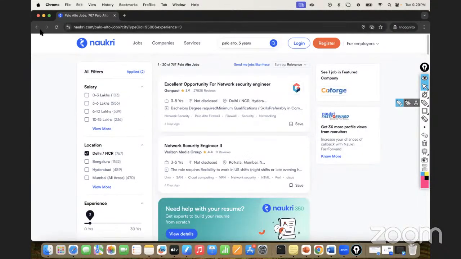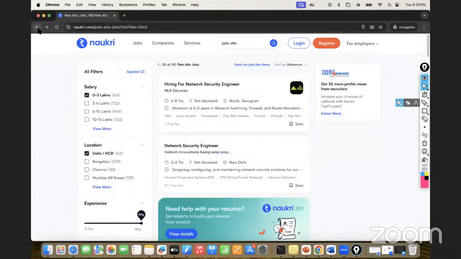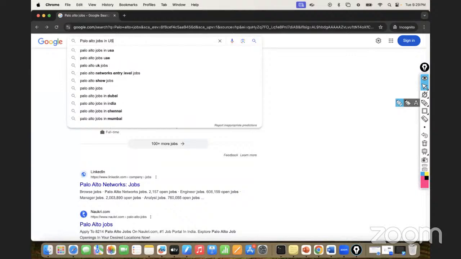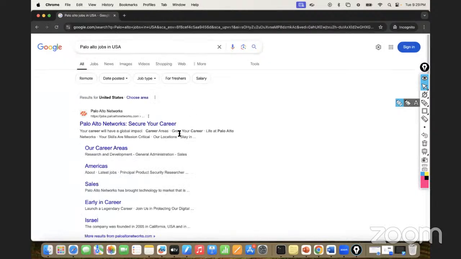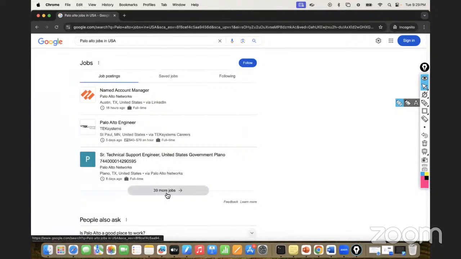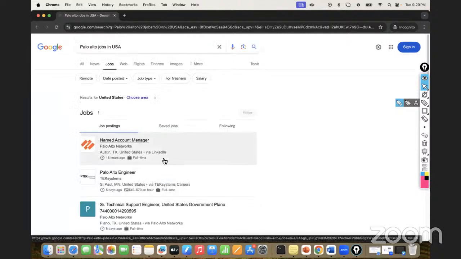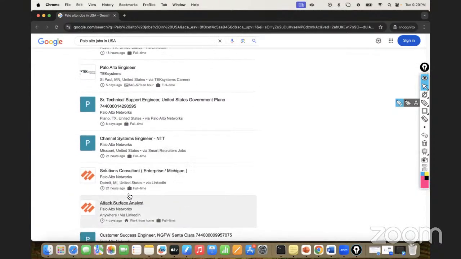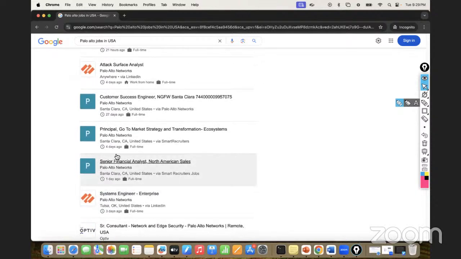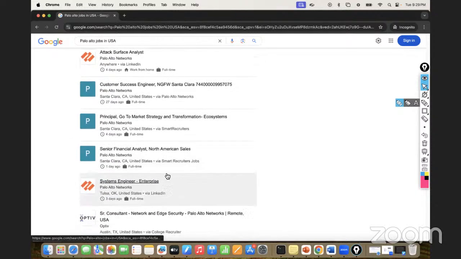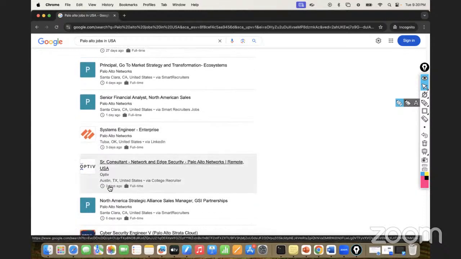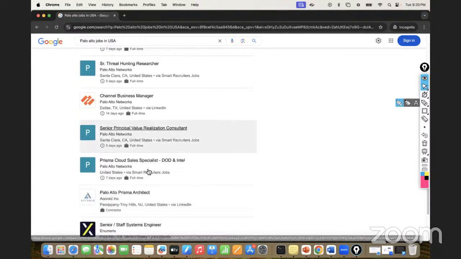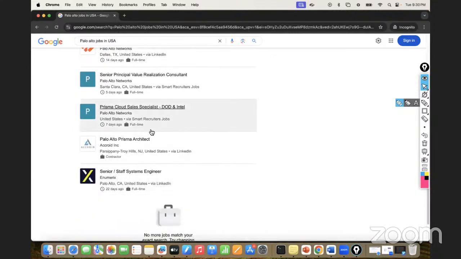And if you're going to search in the USA, let me show you. Let me search Palo Alto jobs in USA. Definitely the USA has Palo Alto companies, so no need to worry about that. You can filter, a lot of jobs are available here. These are in the United States, Austin, San Paulo, Santa Clara, Tulsa, Austin, different locations in different regions. We have a lot of jobs. You can simply search and you are going to find a lot of jobs.